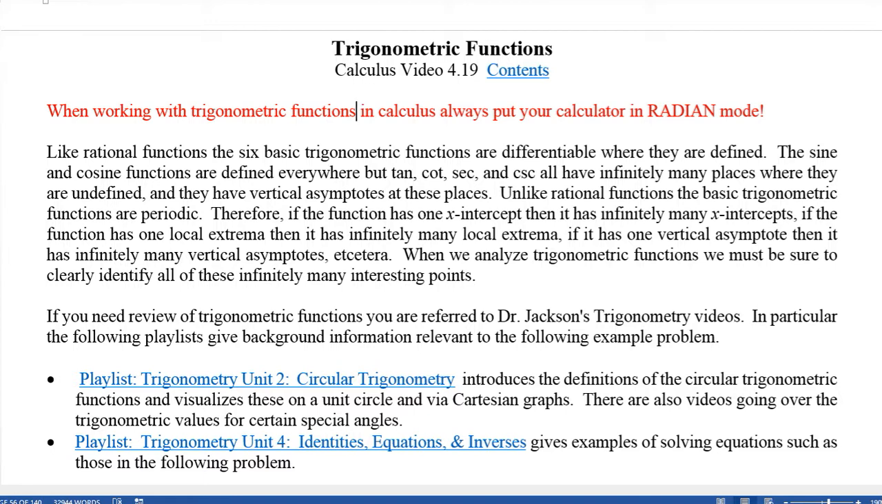So like rational functions, the 6 basic trigonometric functions are differentiable where they are defined. Now the sine and cosine functions are defined everywhere, but tangent, cotangent, secant, and cosecant all have infinitely many places where they are undefined, and they all have vertical asymptotes at these places. They do not have holes in the graphs, but they do have places where they're undefined and they have vertical asymptotes there. Now, unlike the rational functions, the basic trigonometric functions are periodic.